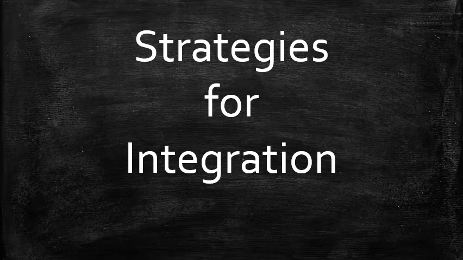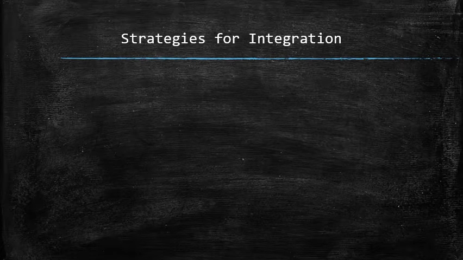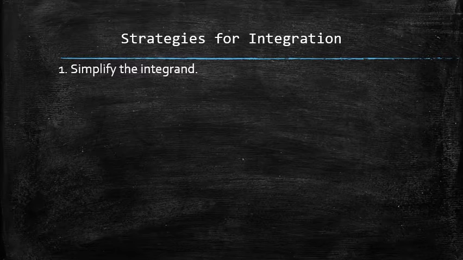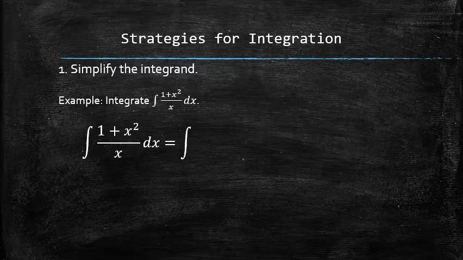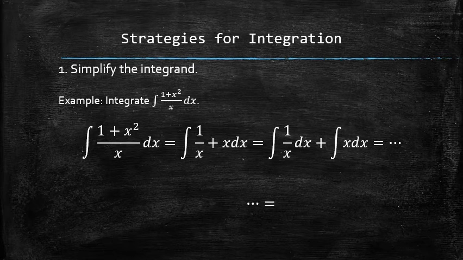Next, we will summarize all the strategies for integration. The first thing one should try is to simplify the integrand and possibly use the linearity of the integrals to split the integral into several simple ones. For example, let's integrate the following function. We can divide the numerator by the denominator, and this simple step turns the original integral into the sum of very simple integrals, whose antiderivatives we already know.